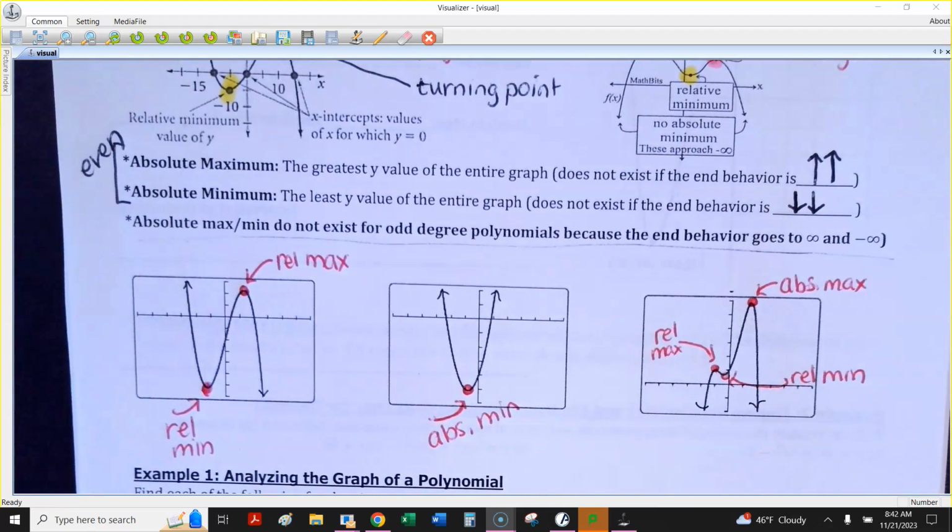So we're going to actually identify these specific points on some graphs in the first example here in a second. So, is anybody having a question at the moment? Okay, it's not terrible to do.